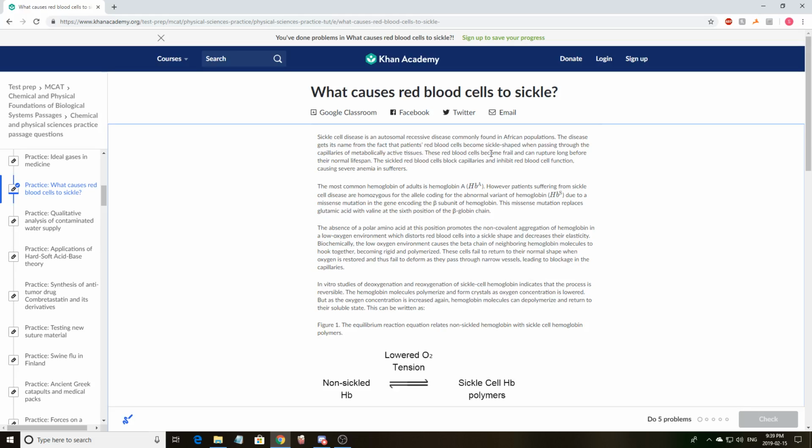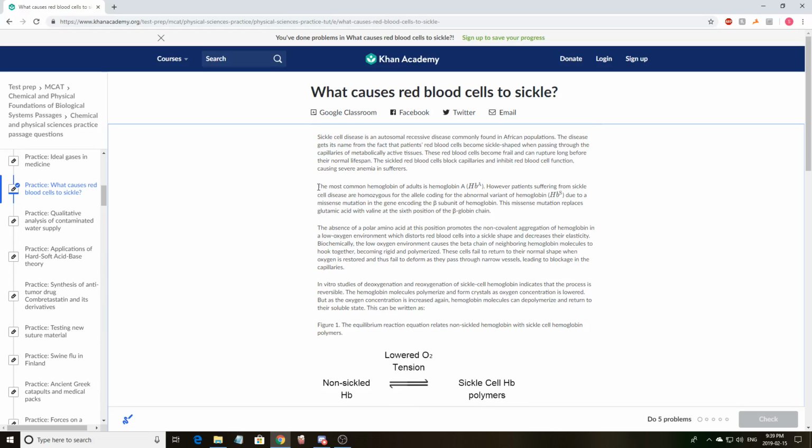These red blood cells become frail and can rupture long before their normal lifespan. The sickled red blood cells block capillaries and inhibit red blood cell function, causing severe anemia in sufferers. Okay, so this was all preliminary information. There was nothing really useful here.